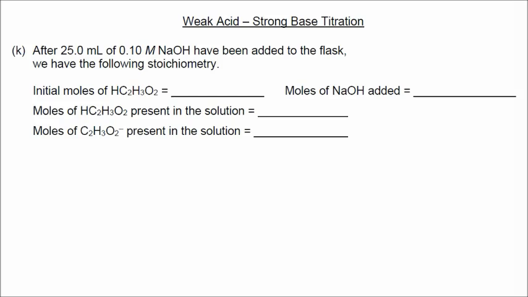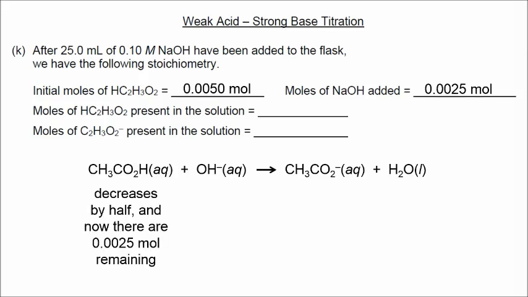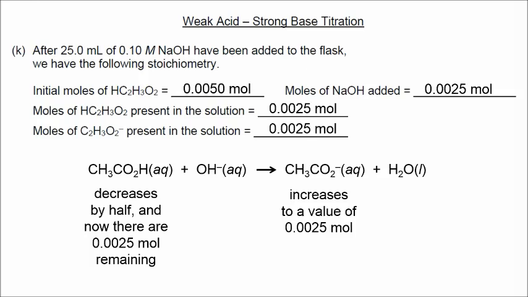Now let's move on to when 25 milliliters of this titrant has been added. So we had 50 milliliters of 0.1 molar acetic acid. That's 0.005 moles. We just added 25 milliliters of 0.1 molar sodium hydroxide. That's 0.0025 moles. We still have half of our acetic acid remaining. We've now produced that same quantity, 0.0025 moles, of the acetate. Now this should sound familiar. Remember, section 17.2 was about buffers. We have a buffer solution right now with equal quantities of both a weak acid and its conjugate base.